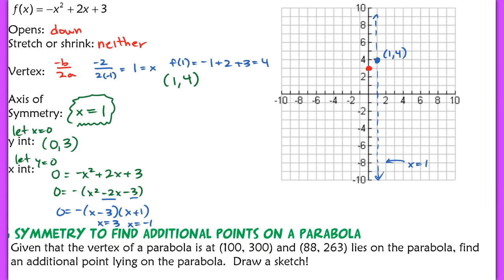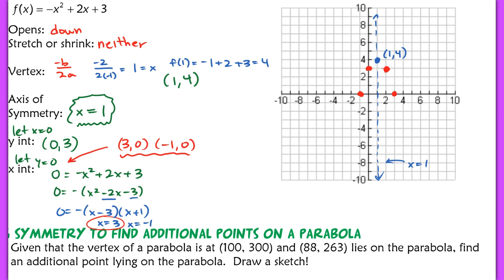And I'm also going to use the axis of symmetry to find that other reflection point. There's a reflection point right here, one unit away from that axis of symmetry. I have the points (3, 0) and the point (-1, 0). So make sure for the x-intercepts too, you're also listing them as coordinates. Okay, so we have (3, 0) and (-1, 0).